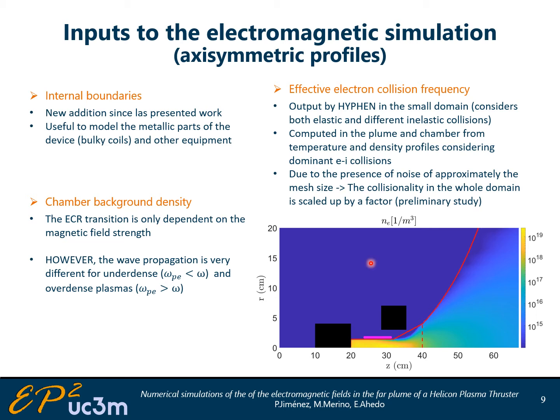Another degree of freedom that we have is the chamber background density. So this can be very different. For instance, in a space environment, we will expect a near vacuum here. But in our laboratory vacuum chamber, we will certainly have an overdense plasma. The plasma frequency is larger than the antenna excitation frequency. This will affect the power deposition and propagation, and we will see that in the results.